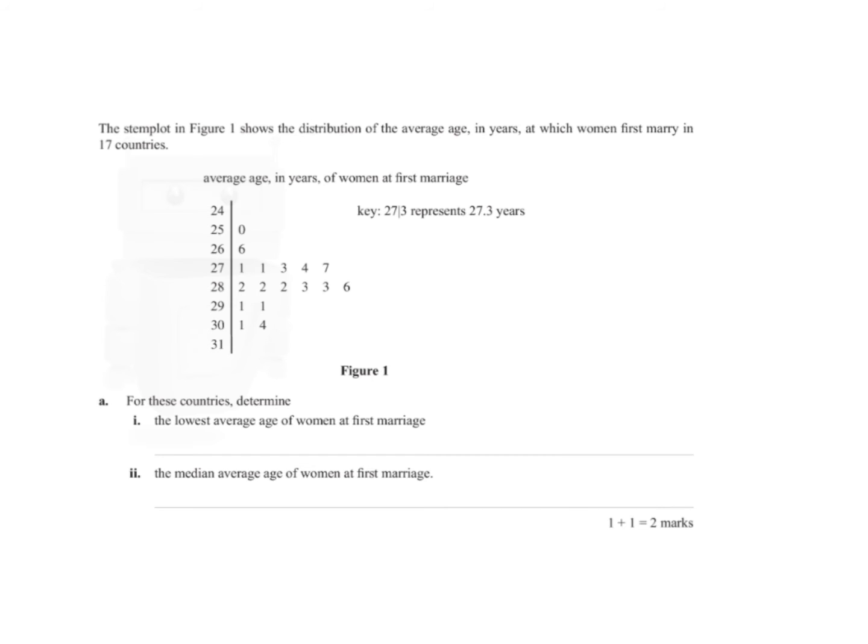The stem plot in figure 1 shows the distribution of average age in years at which women first marry in 17 countries. So I got told n was 17. Be careful here, they're saying the leaf is a decimal place. So this number here is actually 26.6 years. Be really careful. For these countries, determine the lowest average age of women first married. What would that one be? 25, yeah, that's the lowest number.